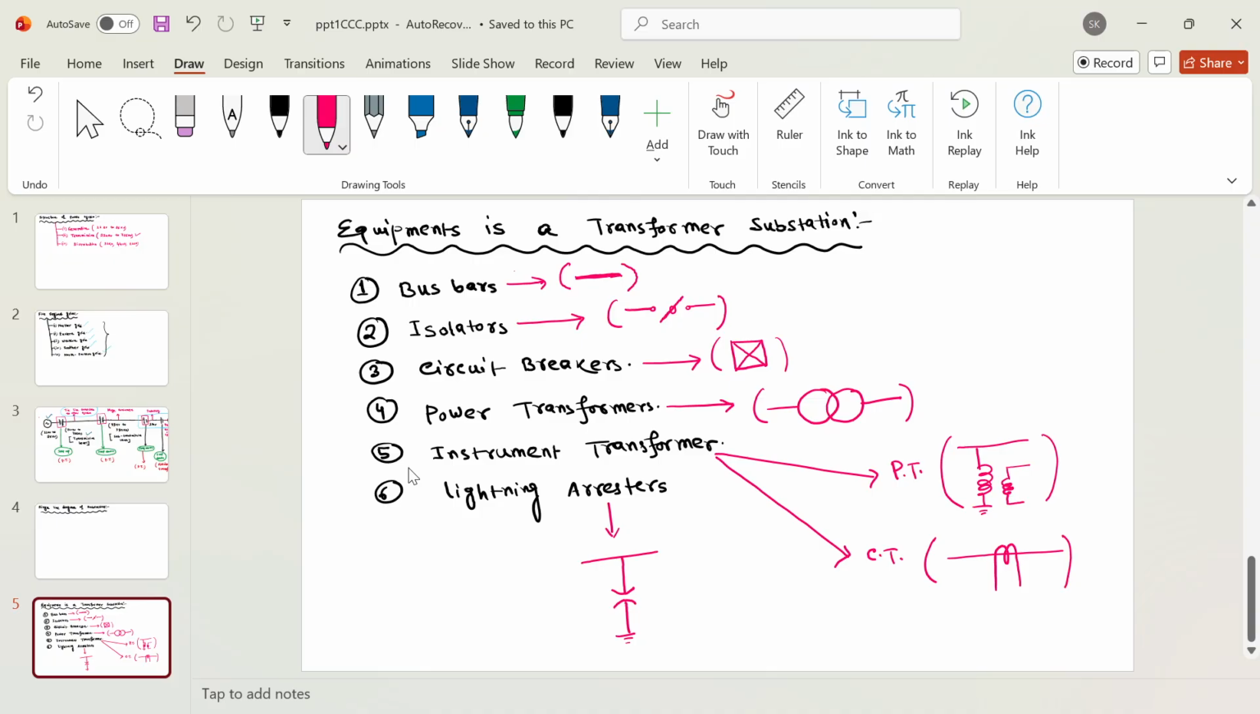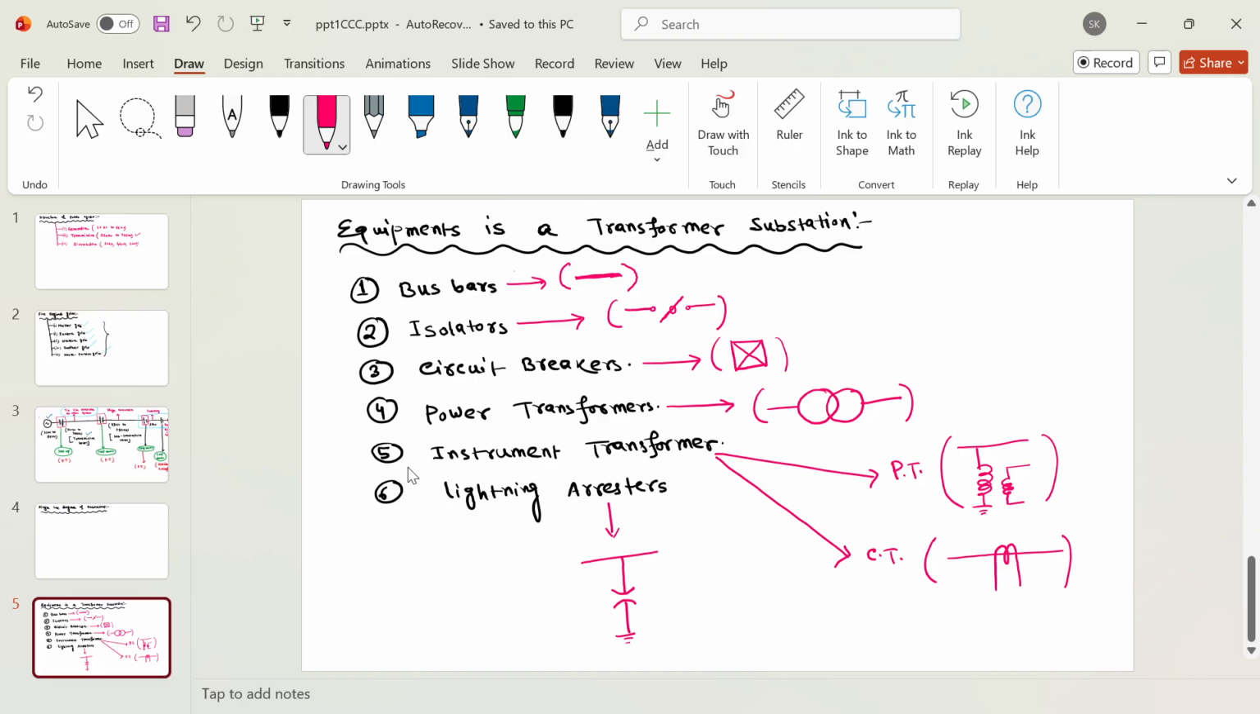The first element, or first equipment, is the bus bar. What is a bus bar? I hope you have studied network theory. In network theory, we have something called a node. Whatever we call a node in network theory can be represented as a bus bar in a power system. In power system terminology, we use the node as a bus bar, and it is basically a midpoint of many branches. It is made up of copper or aluminum bars.